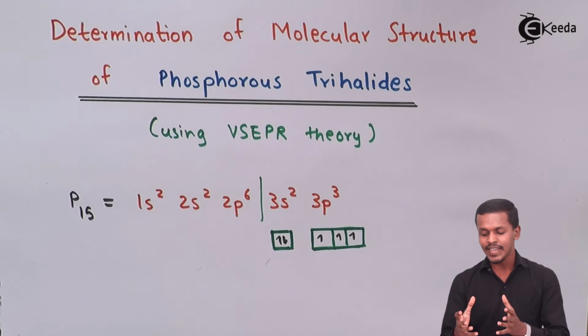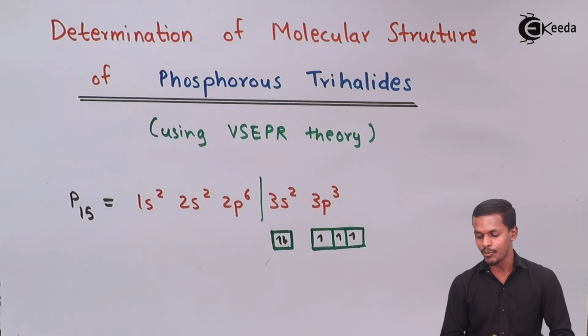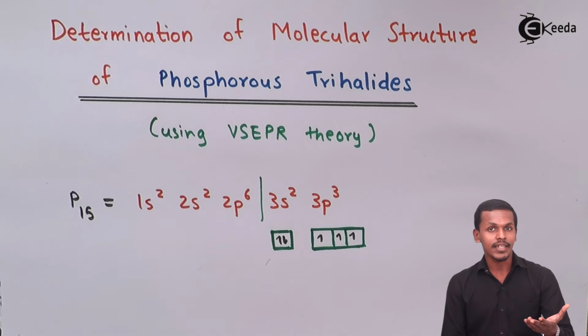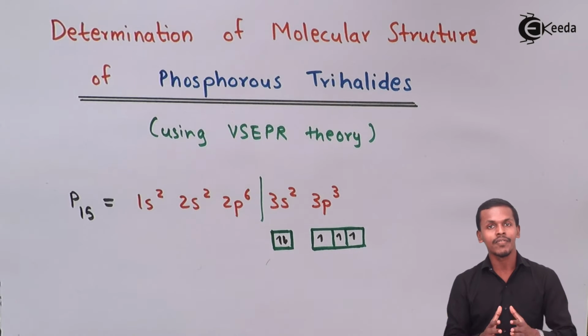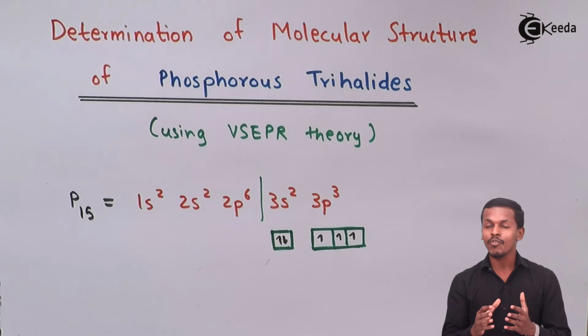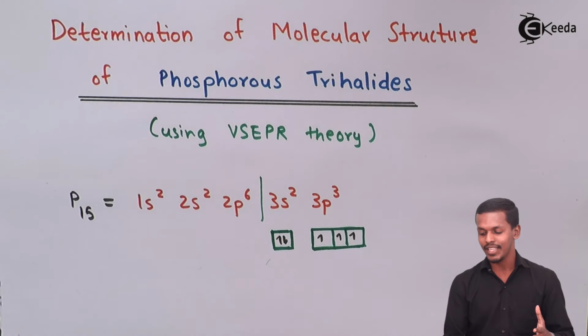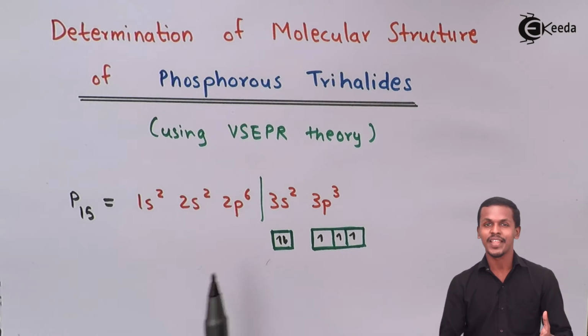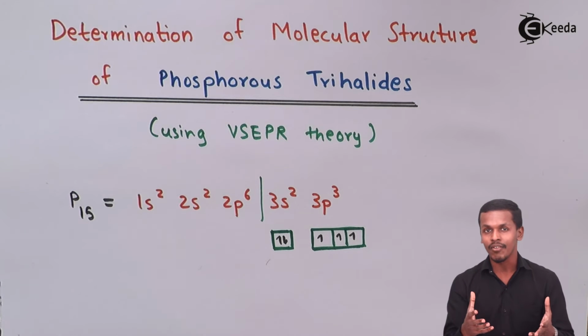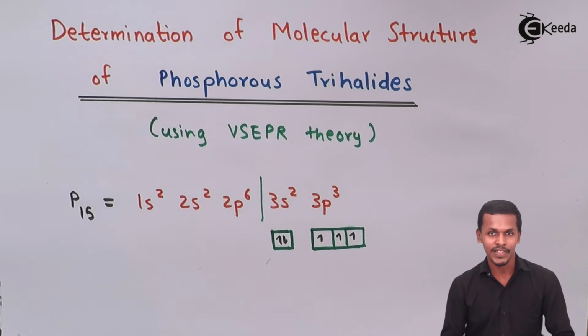But let us understand it by giving a few examples. The examples would be phosphorus trihalides like PF3, PCl3, PBr3 and PI3. For all these halides the geometry would be the same, but there would be an effect of the lone pair of electrons. How this lone pair of electrons has an effect on the bond angle is also something we are going to discuss in this lecture.